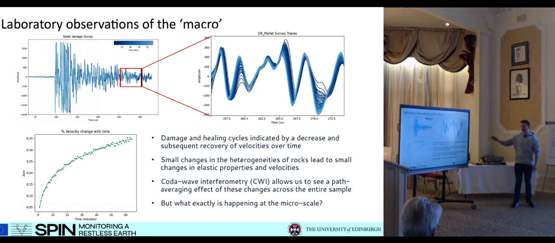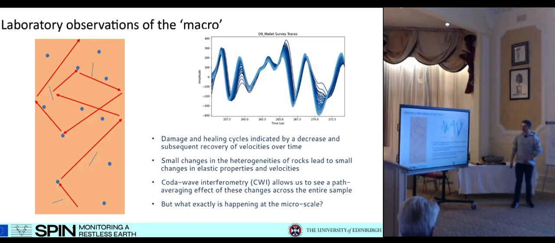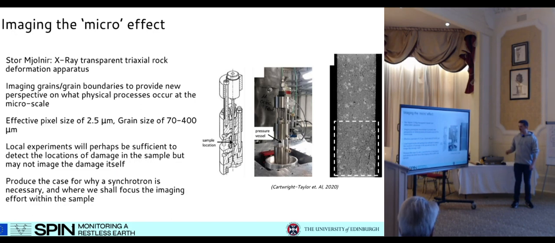The phenomenon of this rock healing is thought to be caused by heterogeneities within a sample or defects, so interactions between grains, pore space, cement, microcracks, and coda waves are good at getting a good path average sample of all of those heterogeneities and defects. But what is hard to capture is what's actually happening at the micro scale. What is going on between this grain and cement? What's happening with these microfractures? And so my goal for the next few months is to try to image these.